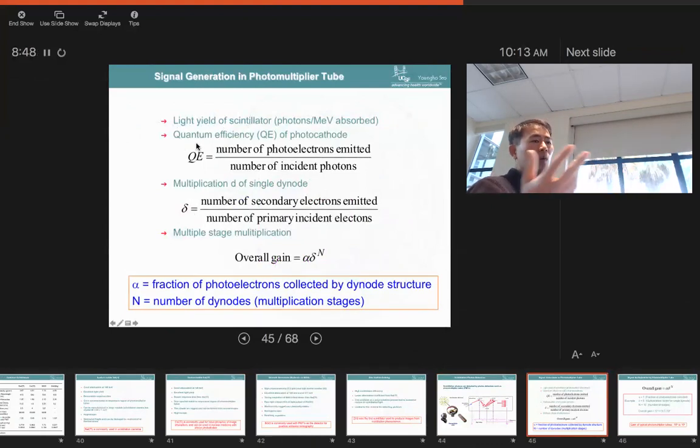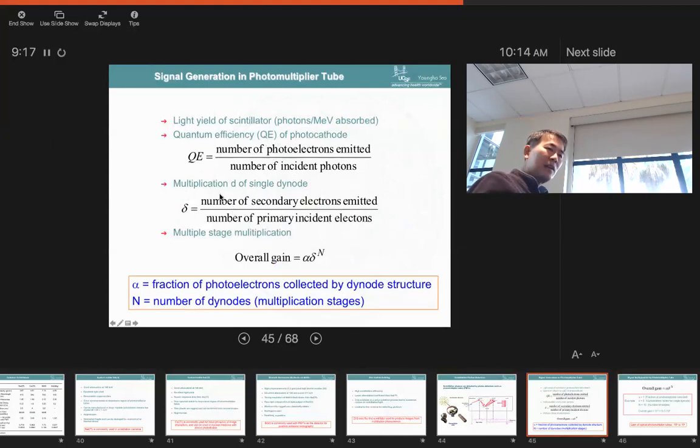Usually the quantum efficiency of a photocathode used in the PMT is about 10 to 30%, roughly 20% for the ones we are actually dealing with. So the quantum efficiency of the photocathode is defined as the number of photoelectrons emitted from the photocathode over the number of incident photons.